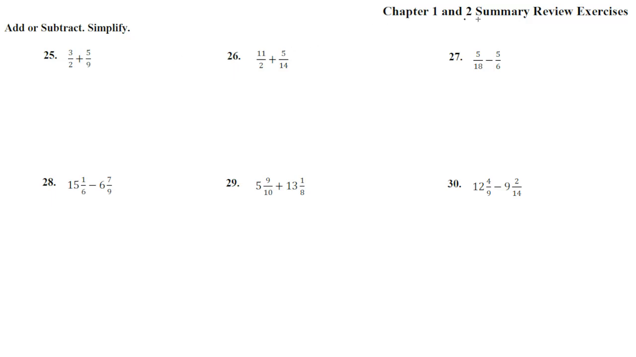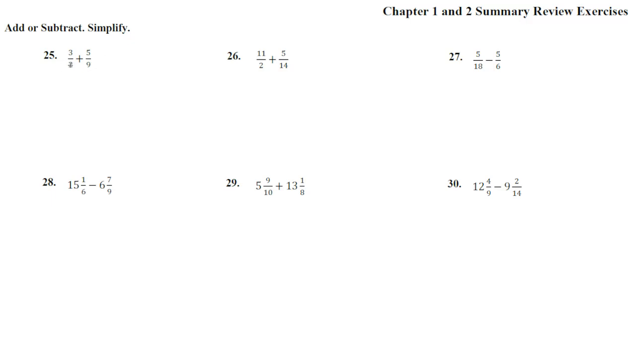Here we are in Chapter 1 and 2 Summary Review Exercises, numbers 25 through 30. We will be adding or subtracting and simplifying. So with that, these are all fractions, but the trick here is they all have not common denominators. So we have to think through getting common denominators.